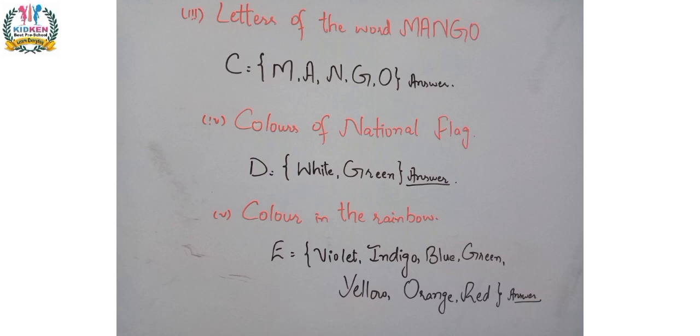The fourth part is the colors of the national flag. Our national flag has two colors, white and green. So simply we can write the colors of the national flag. The fifth part of the question is the colors in the rainbow. A rainbow has seven colors: violet, indigo, blue, green, yellow, orange and red. So simply we can write the colors that are present in the rainbow.